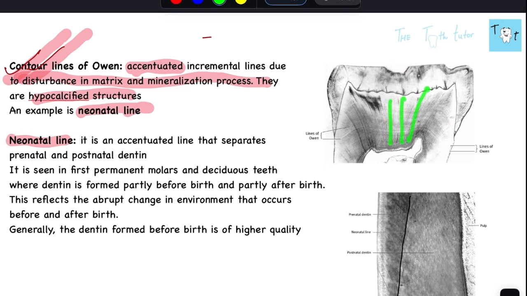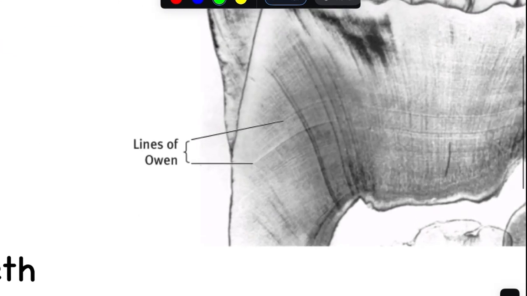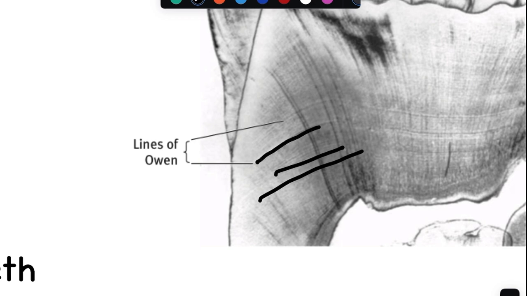These are your normal incremental lines, and then over here you can see a few accentuated ones, like these ones are slightly more highlighted. These are your lines of Owen.